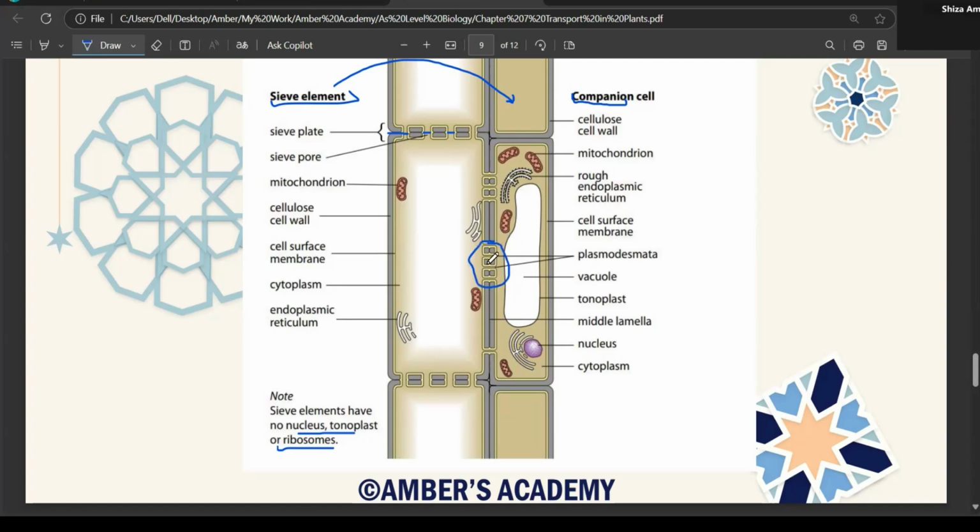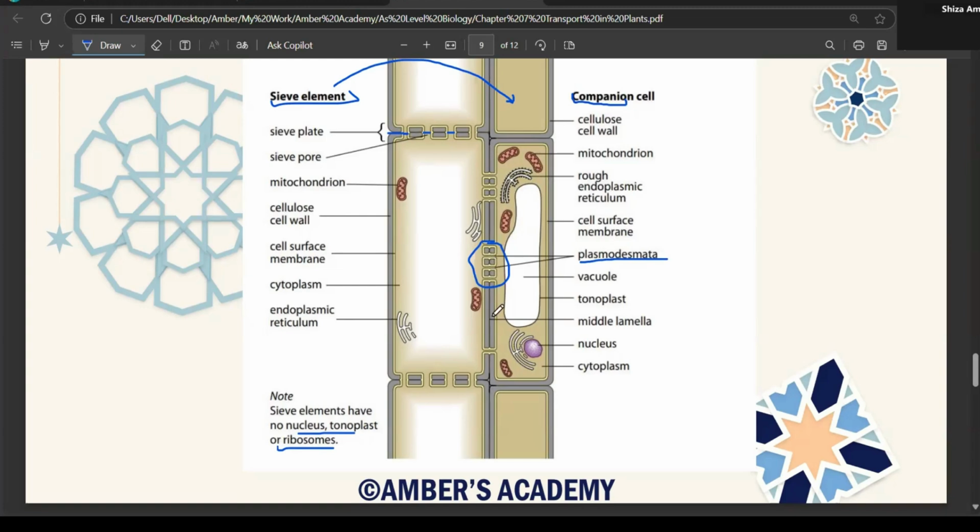Plasmodesmata basically allows the communication between the sieve element and the companion cell. This question can come in your P1, and it usually comes in P2 for 1 mark, but it can come in P1 as well. Anything which offers communication between sieve element and companion cell, meaning how they communicate with one another, is because of plasmodesmata.